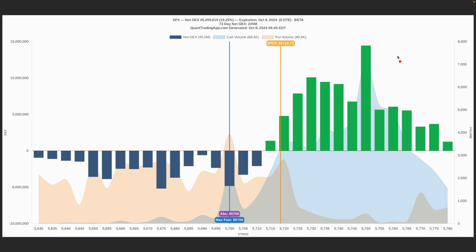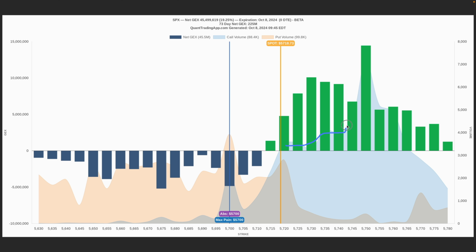Now let's focus on some 0 DTE gamma exposure as an extra layer of what to expect on these days. This is a snapshot of the gamma exposure for the SPX from Quant Trading app 15 minutes after the market opened. The first thing we want to take note of is where is our highest positive gamma. It is right here at 750.